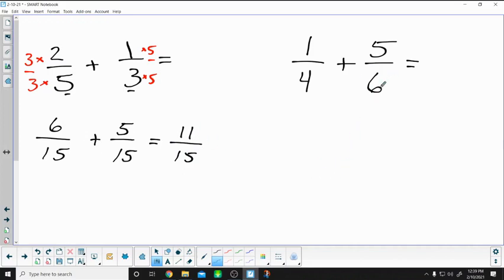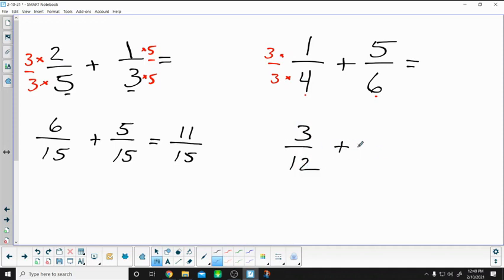All right, so let's do this next one. This next one, got to look at 4 and 6. What could they both go into? Well, they both go into 12, because 3 times 4 is 12, and 2 times 6 is 12. So 12 is my common denominator, which means I need to multiply this by 3, but remember, we're multiplying the whole thing by 3 over 3, which is 1, because we're changing the looks, not the value. So 3 times 1 is 3, and 3 times 4 is 12.